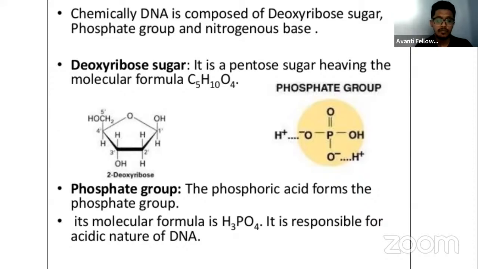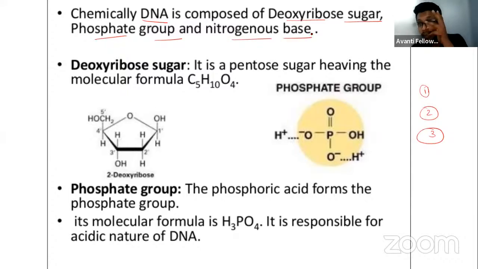DNA is made up of three different compounds. Each DNA is made up of three important things. One, two, and three. What is that? First one is a deoxyribose sugar. Second one is a phosphate group. Third one is a nitrogenous base. So these are the three key ingredients of the DNA.